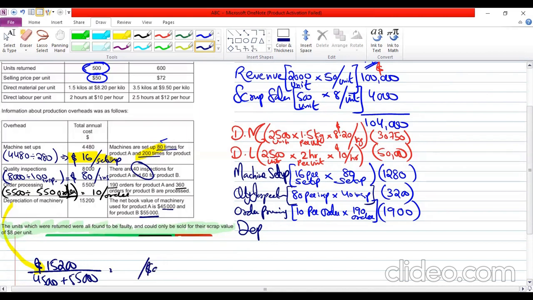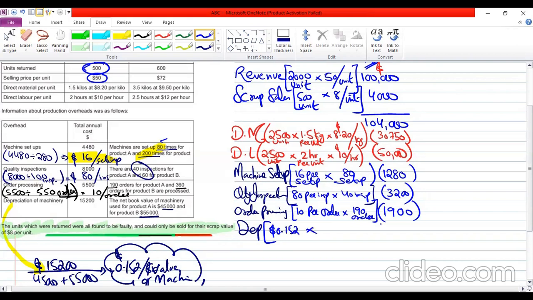Per dollar value, 0.152. 0.152 dollar per dollar value of machine, right? This is as per the value. So per dollar, if I have a machine which has a value of $1, the depreciation is going to be 0.152. Correct? Yes, correct.